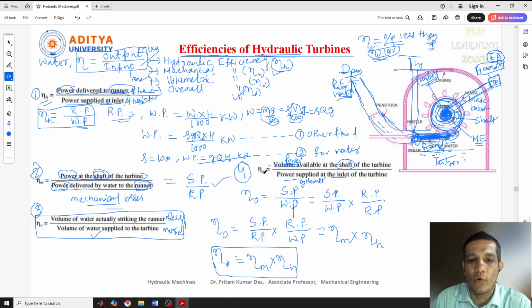The final one is the overall efficiency, which is nothing but the power available at the shaft of the turbine to the power supplied by the water at the inlet of the turbine.